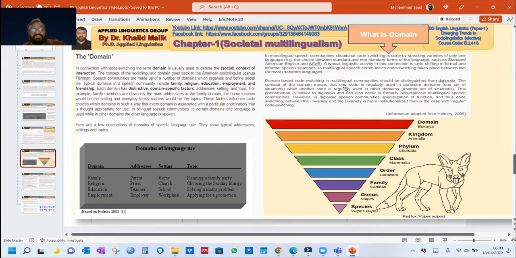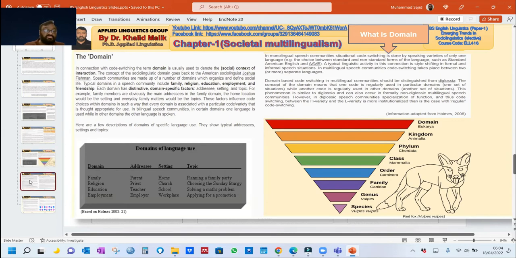Domain-based code switching in multilingual communities should be distinguished from diglossia. The concept of the domain means that one code is regularly used in particular domains, one set of situations, while another code is regularly used in other domains, another set of situations. This phenomenon is similar to diglossia and can also occur in formally non-diglossic multilingual speech communities. However, in diglossic speech communities, specialization of function and thus code switching between the H variety and L variety is more institutionalized than is the case with regular code switching.